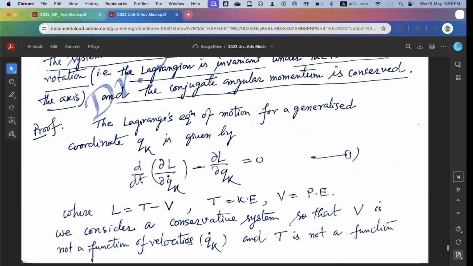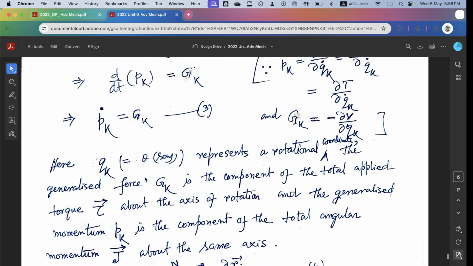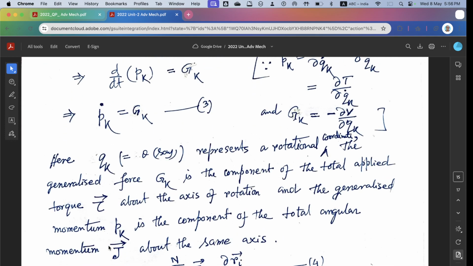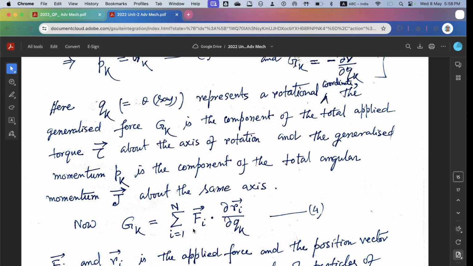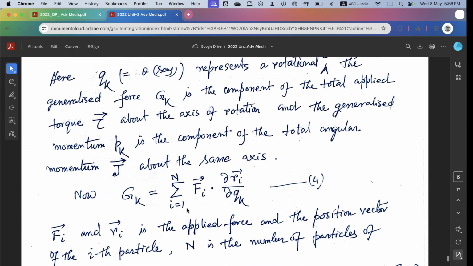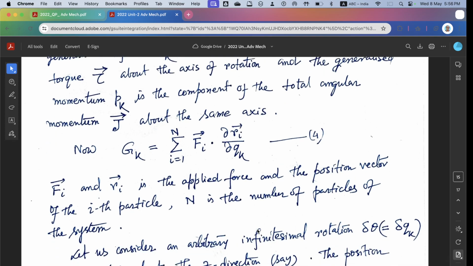Actually the Lagrangian equation of motion reduces to pk dot equal to gk, where pk is the component of the total angular momentum capital J vector about the axis of rotation, and gk is the component of the total applied torque tau vector about the axis of rotation. Now gk equal to the summation over fi vector dot del ri vector by del qk, i equal to 1 to capital N. Capital N is the number of particles in the system, and fi vector and ri vector are the applied force and the position vector of the ith particle.